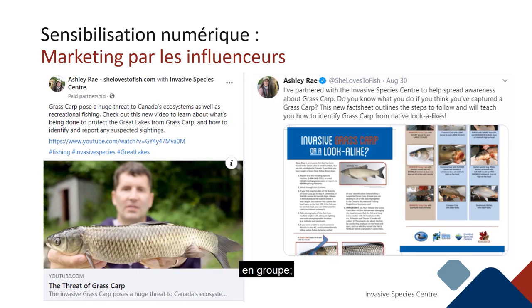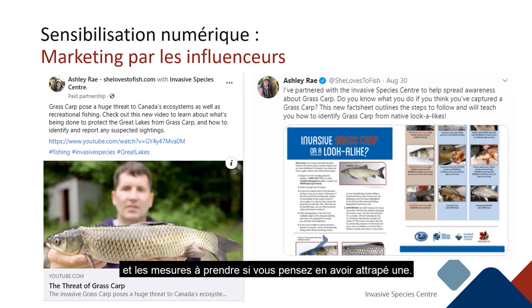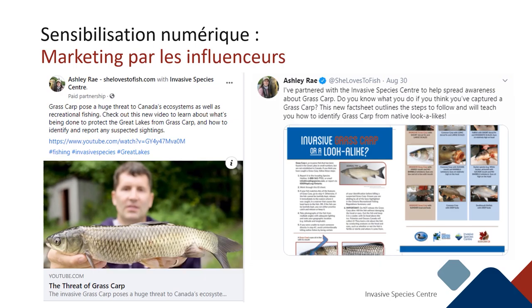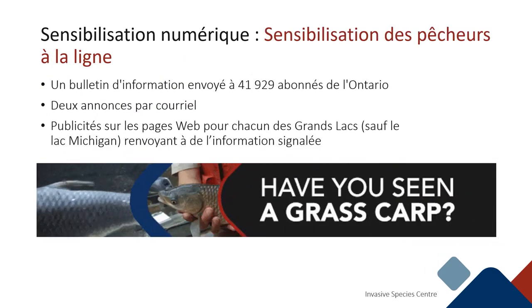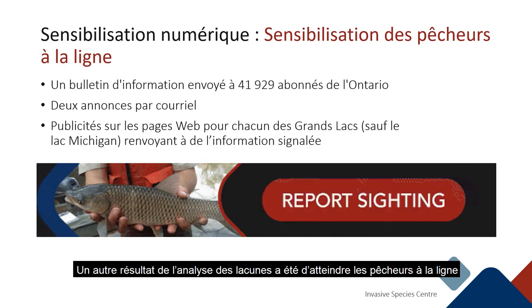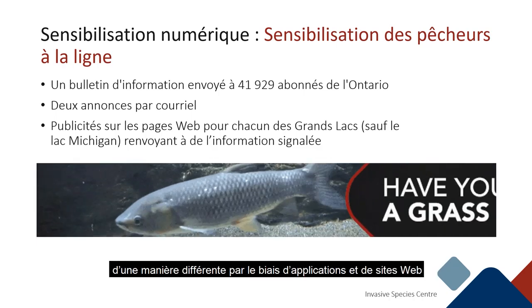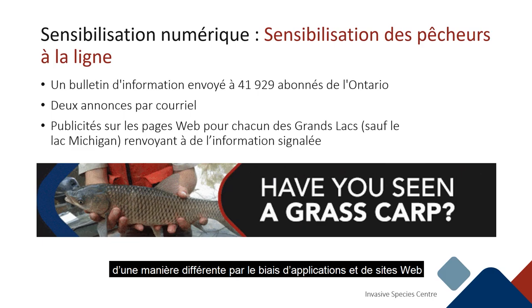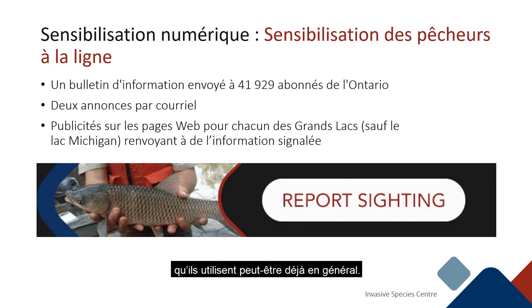And this is just an example of a couple of posts she did. So she actually posted the new grass carp video that Fisheries and Oceans Canada put out. And she did this new fact sheet that we have developed as a group. We worked together to create this new fact sheet on how to identify grass carp and the steps to take if you think you've caught one. So we had her post these, and it's just a great way to reach our target audience.